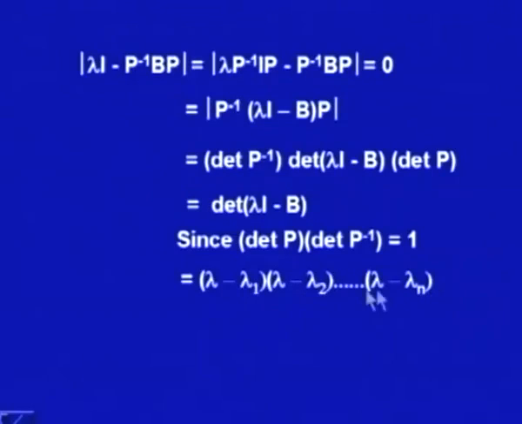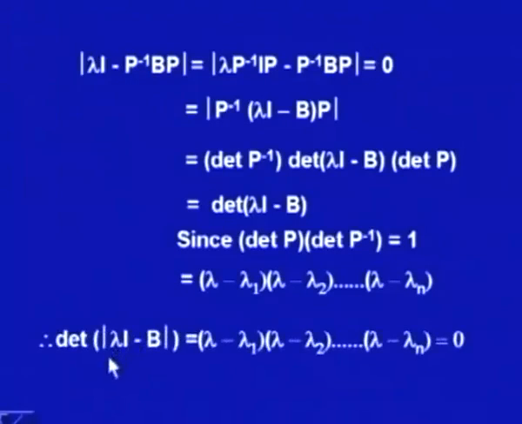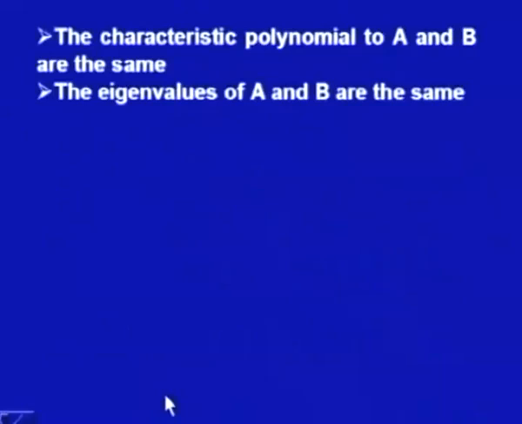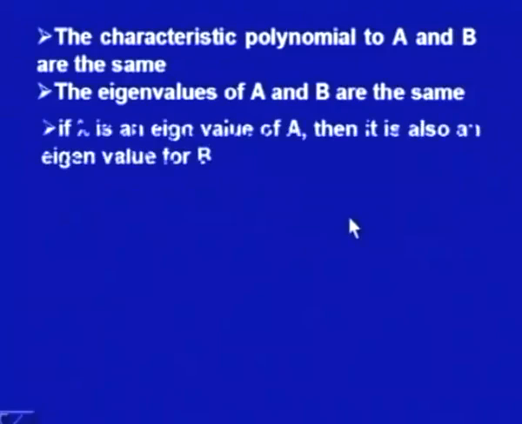And since lambda 1, lambda 2, up to lambda n are the roots of the characteristic equation determinant of lambda I minus A equal to 0, that means they are roots of the equation determinant of lambda I minus B also, and that means the characteristic polynomials of A and B are the same, and therefore the eigenvalues of A and B are also the same. So that proves the result, and this means that if lambda is an eigenvalue of A, then it is also an eigenvalue of B.